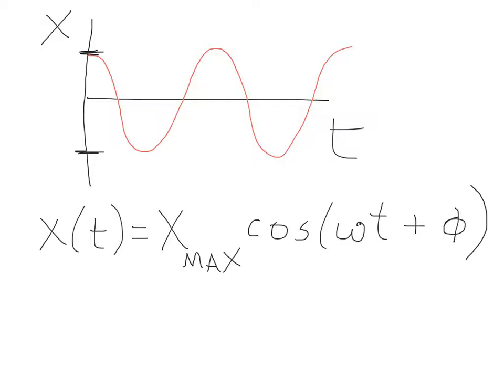The easiest thing to do is what I did here. You start the timer at time equals 0 when the function is at the very highest positive position, and then you actually don't need a phase shift number for the cosine function. So that's what the position function looks like.